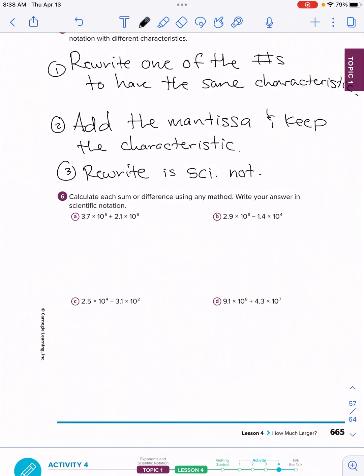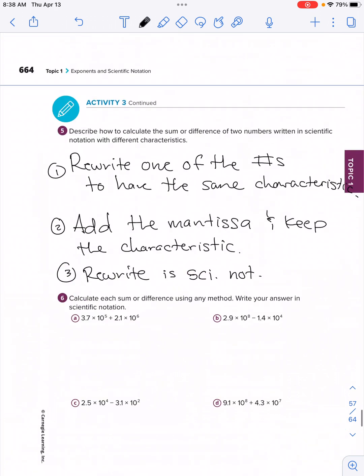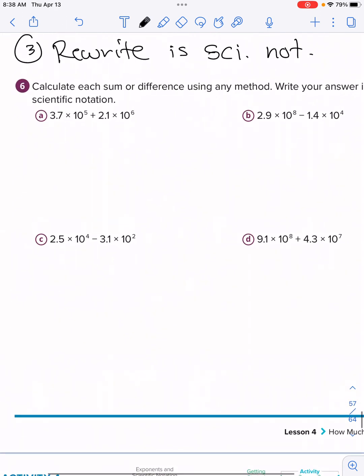So for number 6, it says calculate each sum or difference. We're going to do 2 of these as examples, and the other 2 will be UDOs, and I think we're just going to call it there. We're going to skip some of these other problems. All right, so let's start with the first one. We'll do the first and the second.